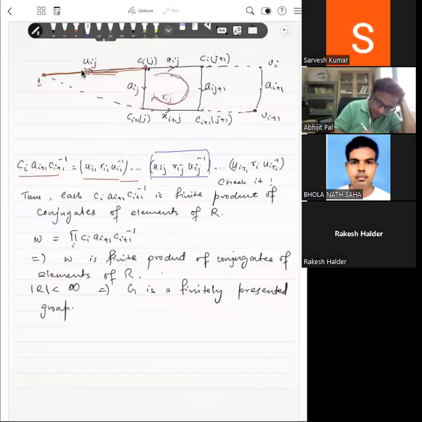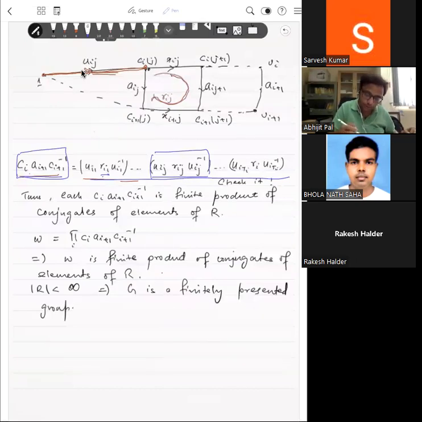You can check that Ci Ai+1 Ci+1 inverse is a product of these things, and all these Rij are finitely many choices. So what we have proved is that W is a finite product of Ci Ai+1 Ci+1 inverse, and so W is a finite product of conjugates of R. This proves that the group G is finitely presented.